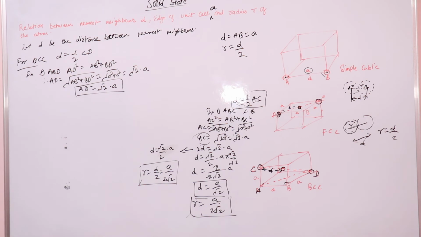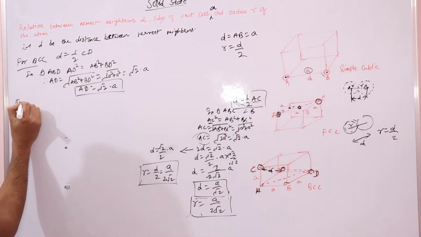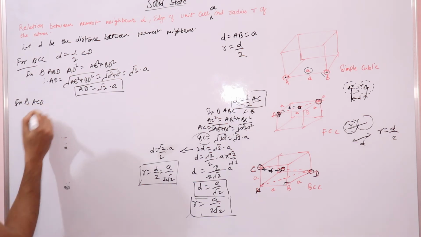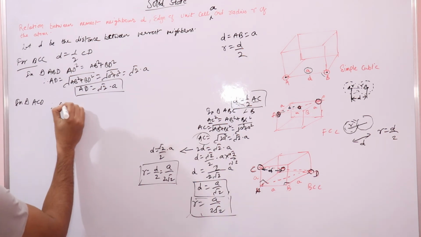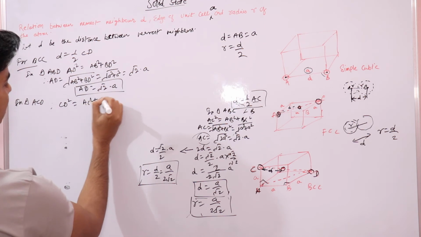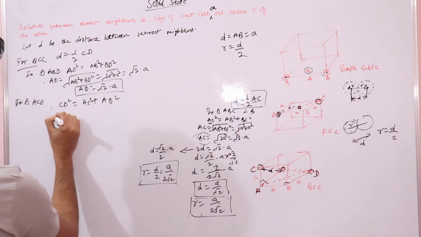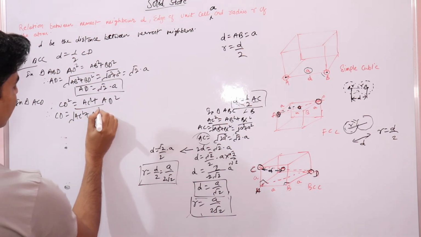From triangle ACD, right angled at A, we will consider this triangle ACD. In triangle ACD we have a right angle at A, so CD squared is equal to AC squared plus AD squared. Therefore CD is equal to the square root of AC squared plus AD squared.